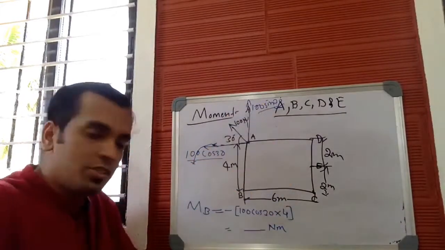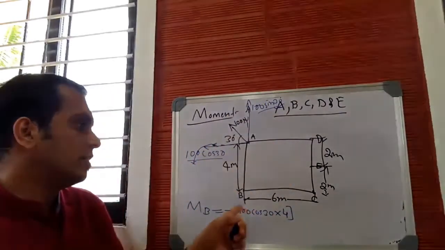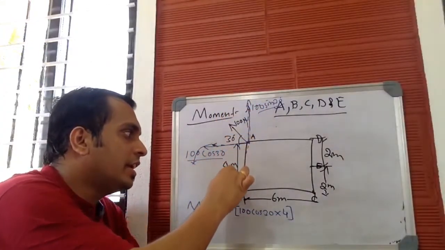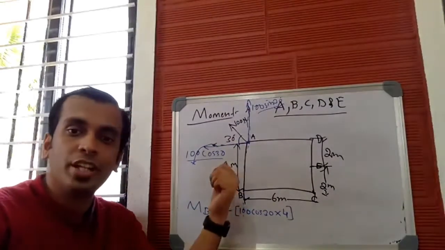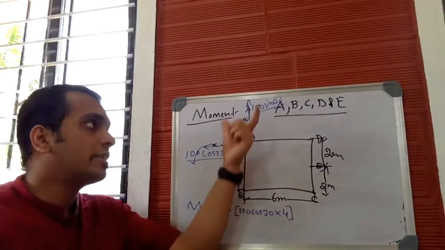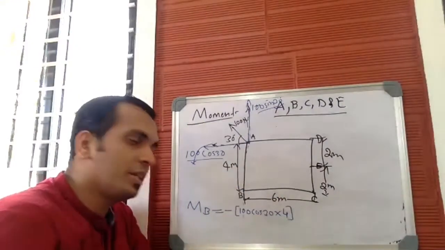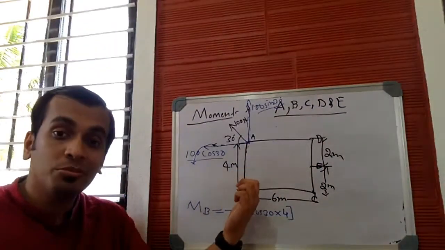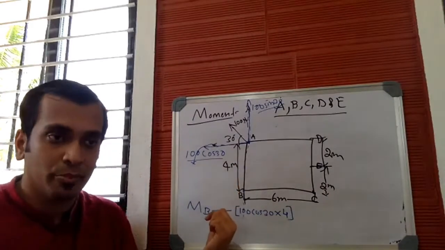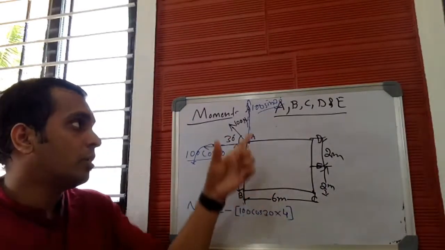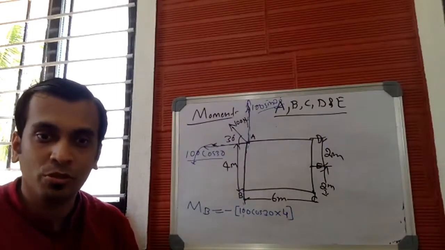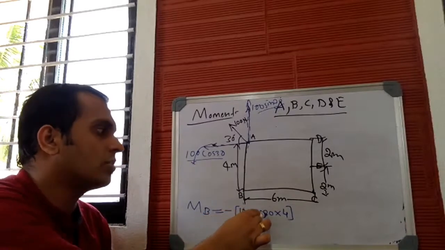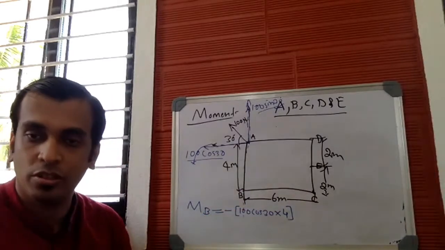We have considered only one of the forces, 100 cos 30. Why not 100 sin 30? Because when we draw the line of action of 100 sin 30, the line of action passes through point B, is it not? So 100 sin 30 will not produce any moment about point B. It cannot produce because its line of action passes through the point about which we are calculating moment right now. So this is the only force which produces moment about B, and moment about B is minus 100 cos 30 into 4. You have to simplify this.